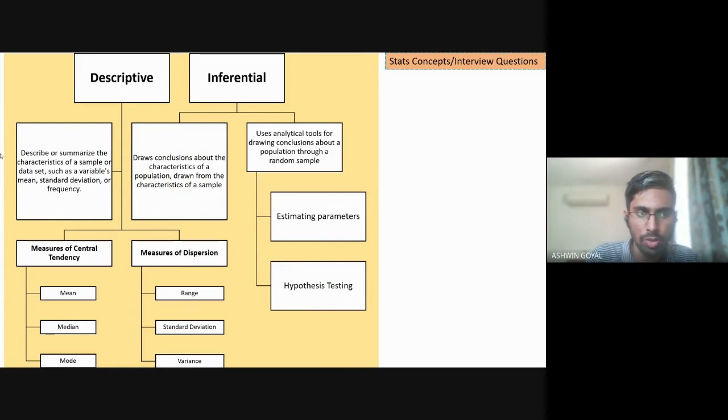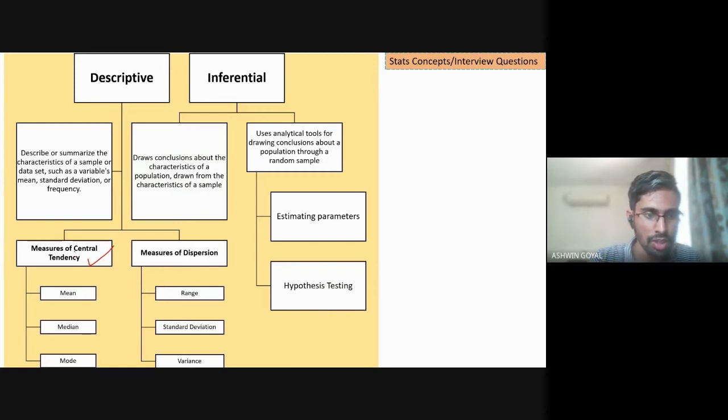For example, the descriptive statistics measures can be either a mean or a median, a mode, standard deviation, or frequency of occurrence of a particular event. There are two divisions within descriptive statistics in general. One is measures of central tendency, and this includes three types, basically mean, median, and mode. And the second one is measures of dispersion.